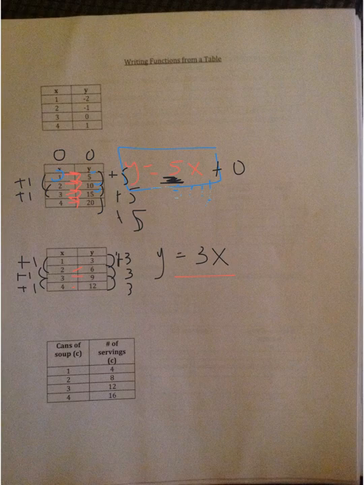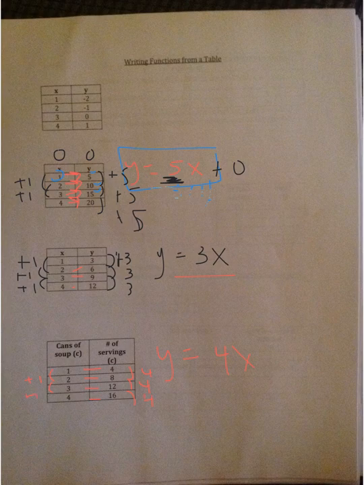Cans of soup and number of servings in a cup. Y equals, looks like times 4, times 4, times 4, 4x. Y equals 4x. 4 to 8, you have plus 4, plus 4, plus 4. Over here is plus 1, plus 1.